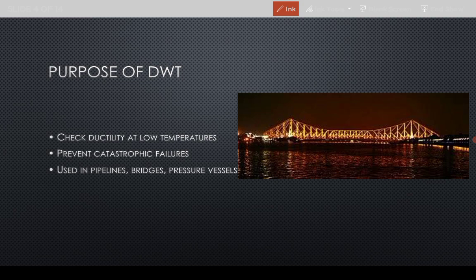So, what's the purpose of a drop weight test? It checks the ductility at low temperatures to prevent catastrophic failures, which is crucial in pipelines, bridges, and pressure vessels, etc.